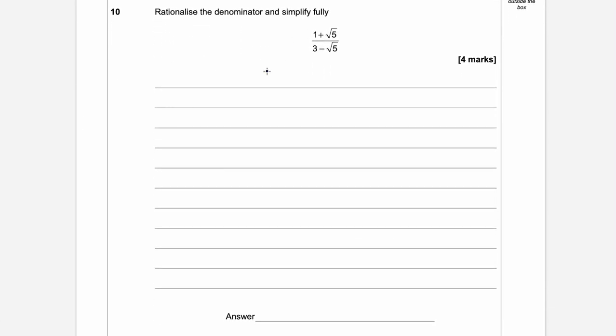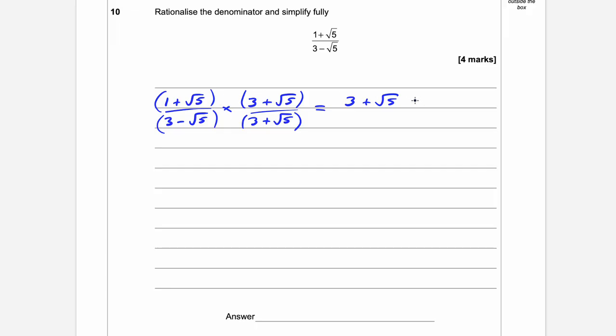Question 10. Rationalize the denominator. Okay, I have (1 plus root 5) over (3 minus root 5). Multiply above and below by the conjugate of the denominator, which means we just change that sign. So it's (3 plus root 5) over (3 plus root 5). So this times this, this. Okay, 1 times 3 is 3. 1 times root 5 is root 5. Root 5 times 3 is 3 root 5. And root 5 times root 5 is plus 5.